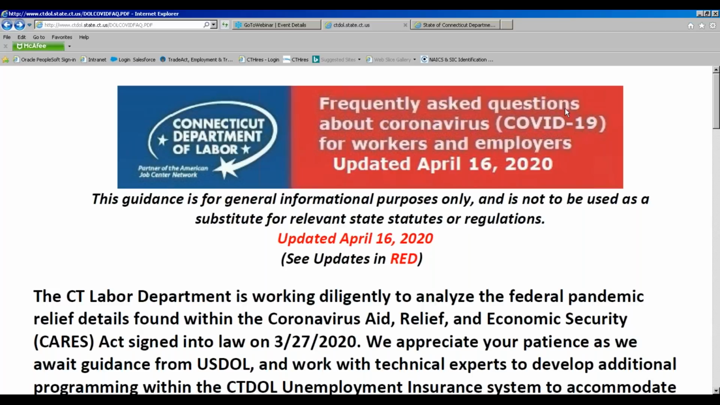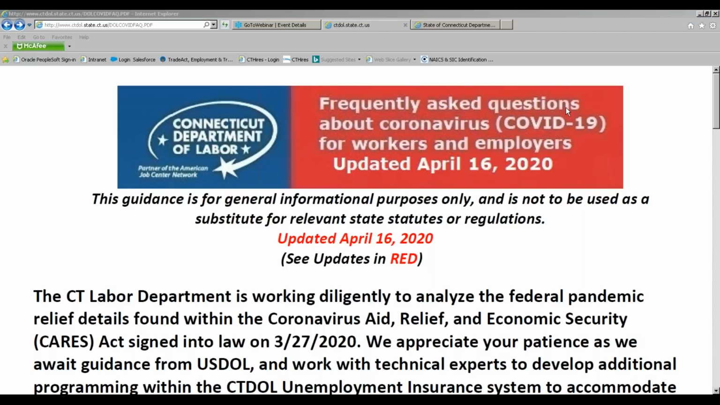Again, as we said earlier, please visit the Department of Labor's website, filectui.com. Look at the frequently asked questions, familiarize yourself with them, and please come back and review the questions because they are updated once new information becomes available.